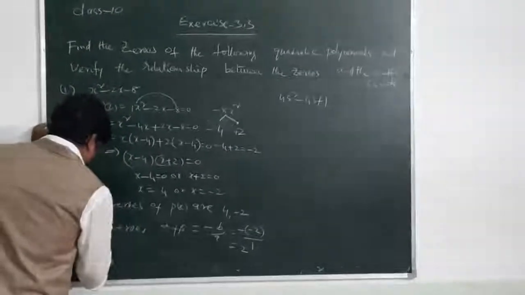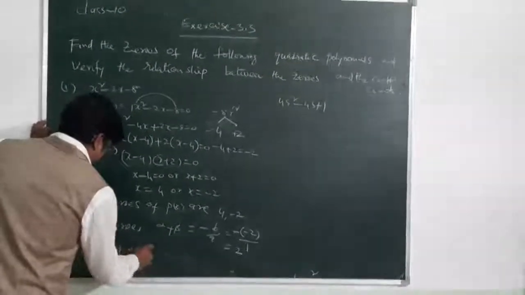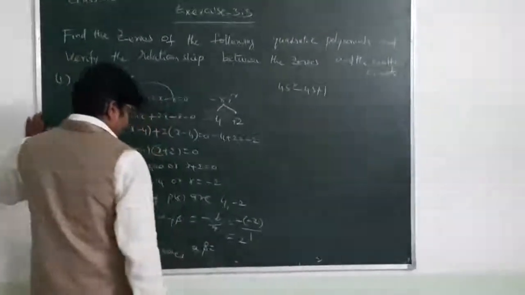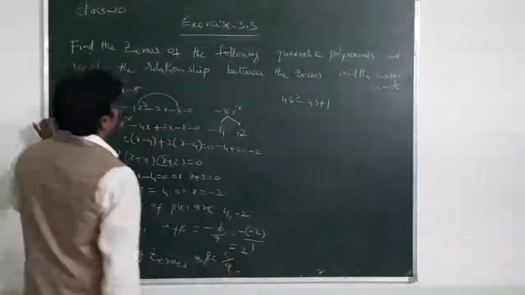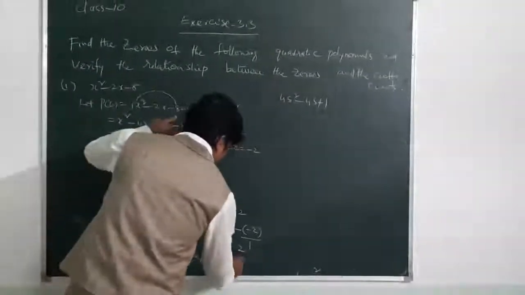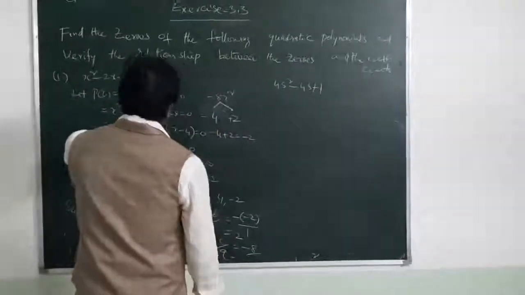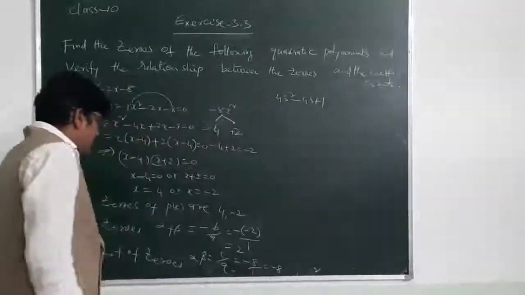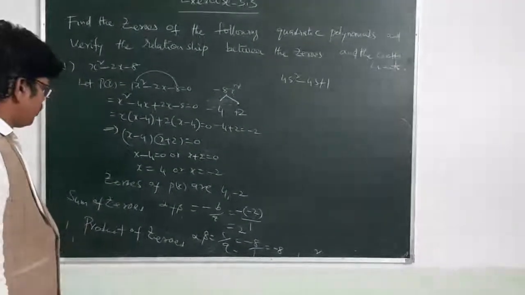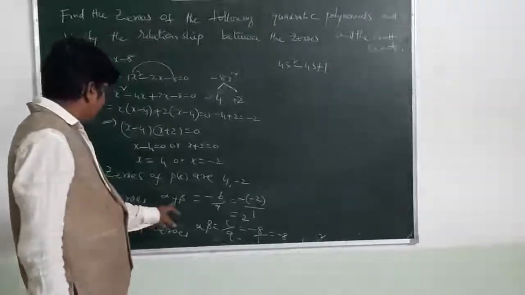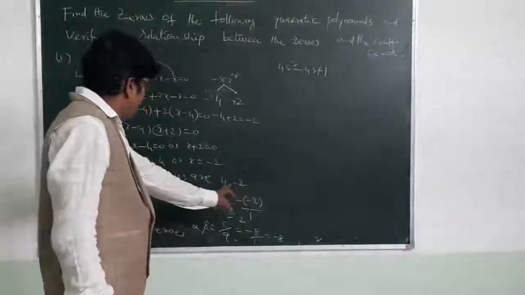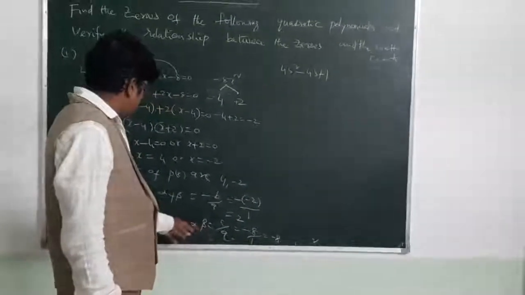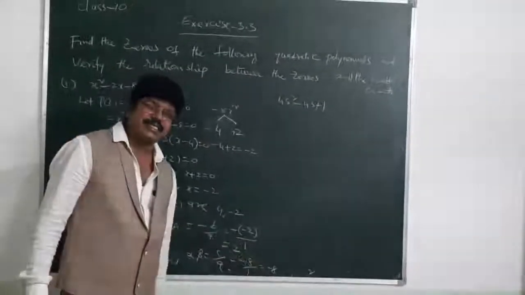Product of zeros, alpha beta, equal to c by a, the constant term. C means minus 8, minus 8 by a, which is 1. This equals minus 8. If you add alpha plus beta, 4 plus minus 2, you get plus 2. Alpha beta: 4 twos are 8, so minus 8. That's it.